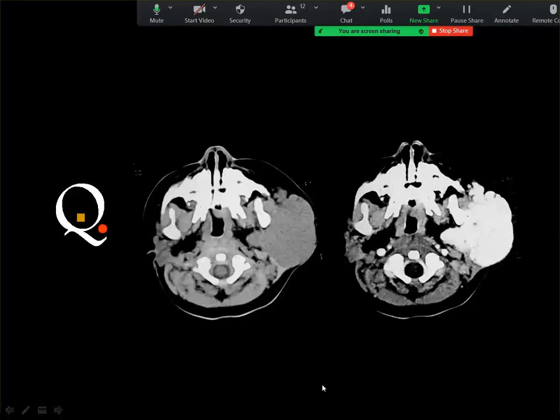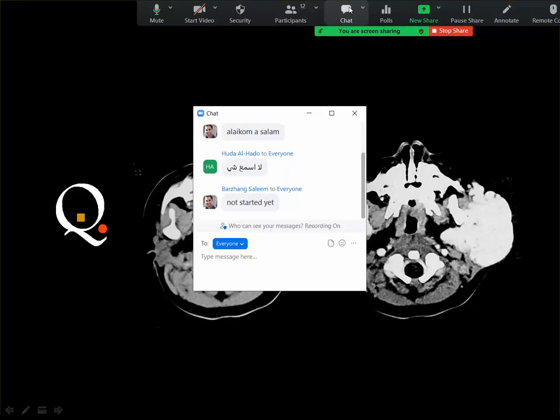This is the first case of CT of the maxillofacial area before and after contrast.